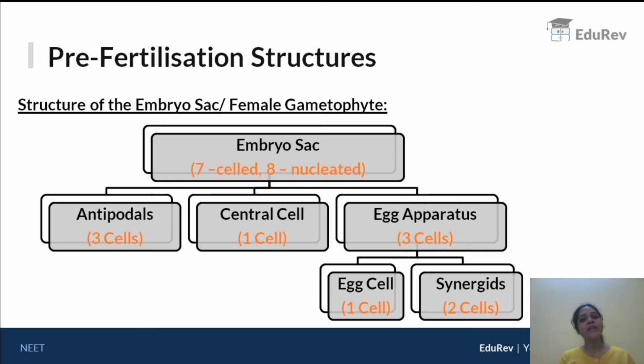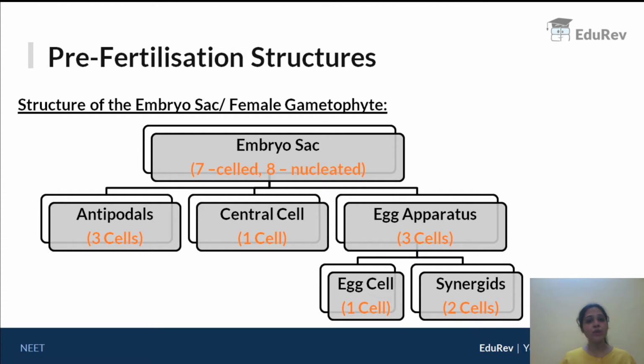So let us quickly revise through the structure of the embryo sac or the female gametophyte. If you remember, we called it the female gametophyte simply because it houses the female gamete, which is the egg cell. So we said that the embryo sac consists of 7 cells but 8 nucleated, which is important for us to remember. Here you have the presence of antipodals, so 3 cells in total, 1 central cell. If you remember, the central cell was formed by the fusion of 2 polar nuclei.